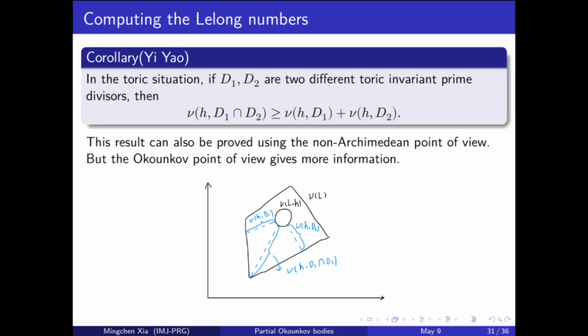Of course, this result can also be proved if you are familiar with the Archimedean point of view. It's simply given by the local convexity of the corresponding Archimedean potential. But from the Archimedean point of view, you can only get the inequality itself. But from the partial Okounkov body point of view, it gives you more, because it gives you the precise relation between the left-hand side and the right-hand side. It tells you how to view the difference between the left-hand side and the right-hand side geometrically. And this observation was recently made by Yi Yao. And of course, the same result can be generalized to many more prime divisors, pairwise different. You always have the same thing.